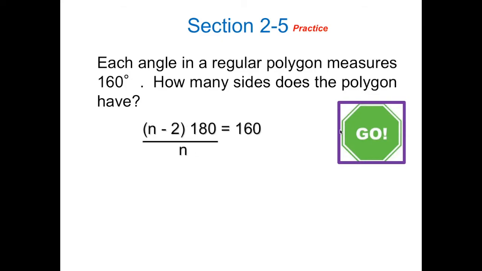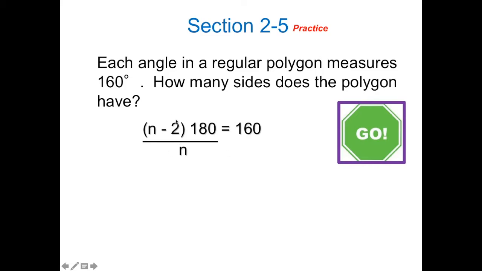So remember, you already know what the angle measurement is. One interior angle is given to you as 160 degrees equals the amounts, right? The top represents the total degree measurement of the sum of all the interior angles, and then you just divide by the number of interior angles you have, and that's going to tell you what the measure of one interior angle is. So this is your known here. Your unknown is just the number of sides. Got to solve for it.